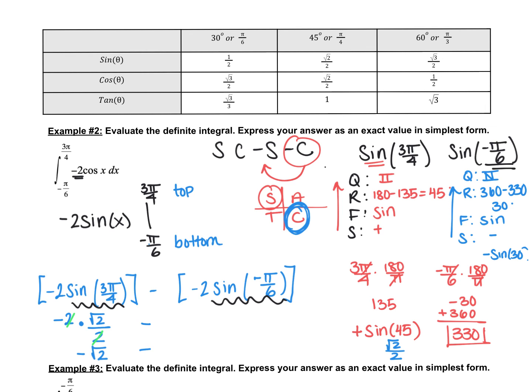You just look at your chart one more time. Sine of 30 is simply 1/2, but because it's negative, we have to put the negative in front. So it's negative 2 times negative 1/2. The 2's will cancel, and a negative times a negative is a positive. Then this is just my final answer, the exact value of that.